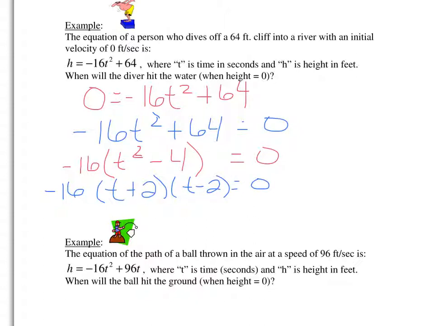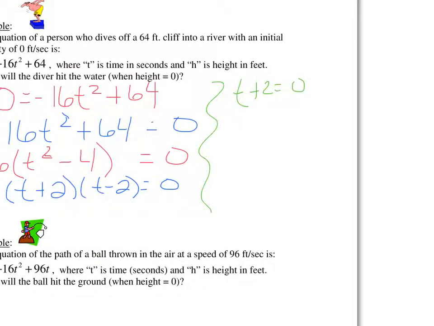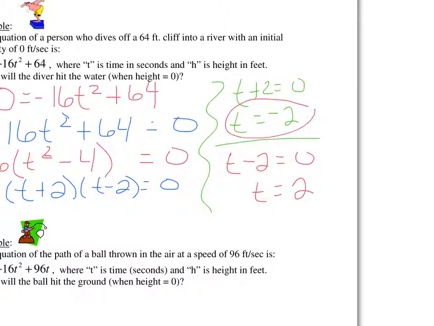And now that we've got this all factored, remember we take these factors and we set them equal to 0, and we solve for t. So we're going to have t plus 2 equals 0, and we're going to have t minus 2 equals 0. So this becomes t equals negative 2. And then when we do t minus 2 equals 0, we have t equals positive 2. So these are our two solutions.